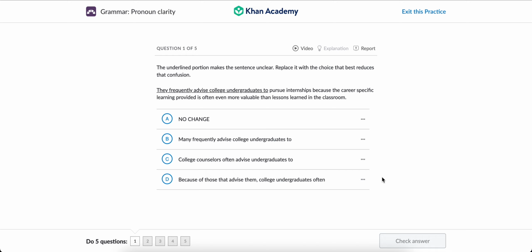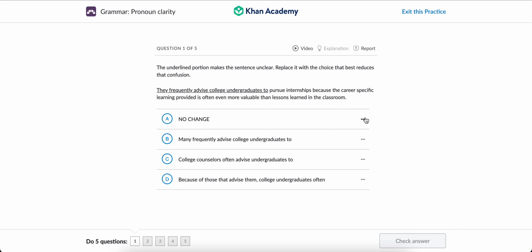In the SAT writing, you may have questions that are either too broad or way too specific. That is the topic of ambiguity, and I want to discuss this. It's very common to SAT writing, and you can see in this first question, they frequently advise college undergraduates to pursue internships because the career specific learning provided, and so on. Who is they? We don't know who they is.